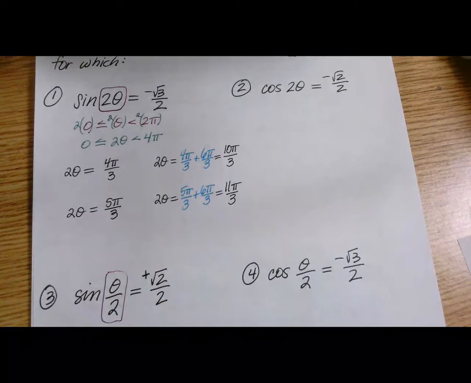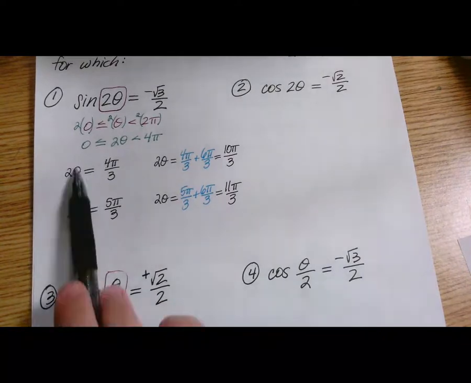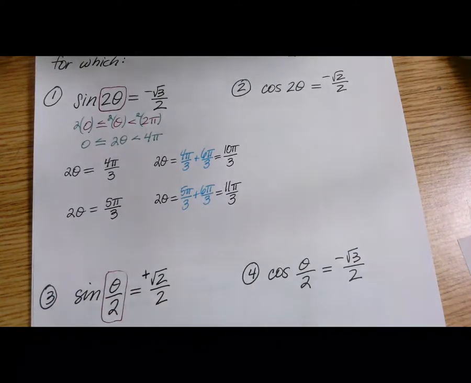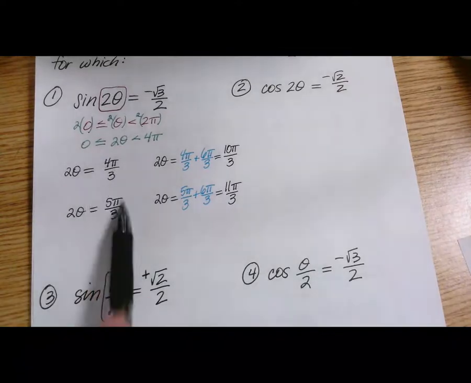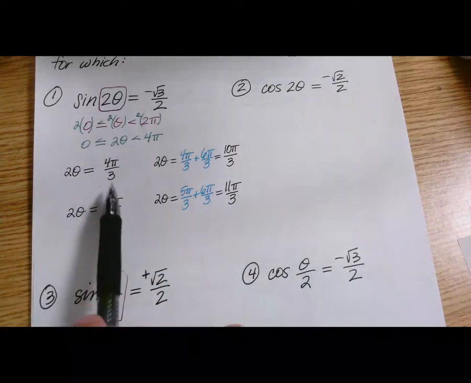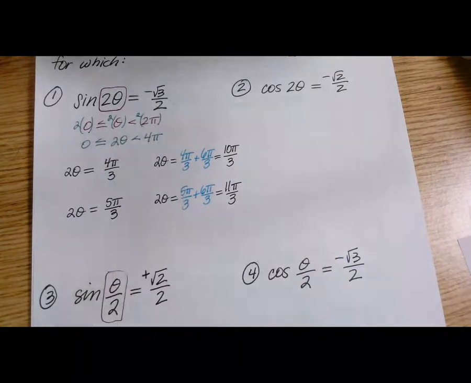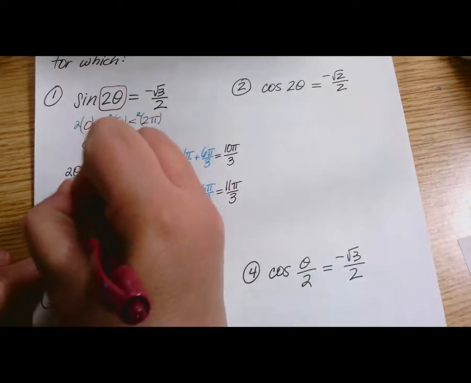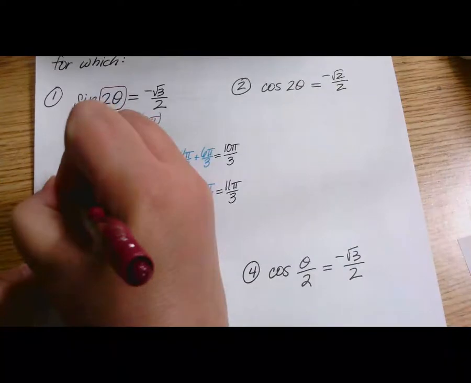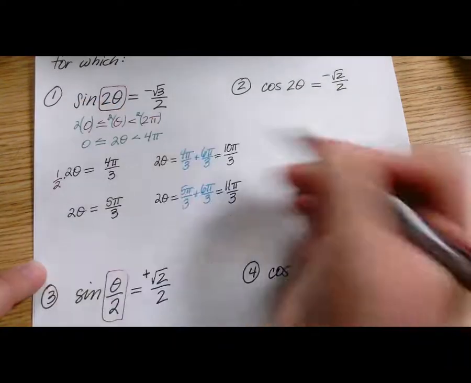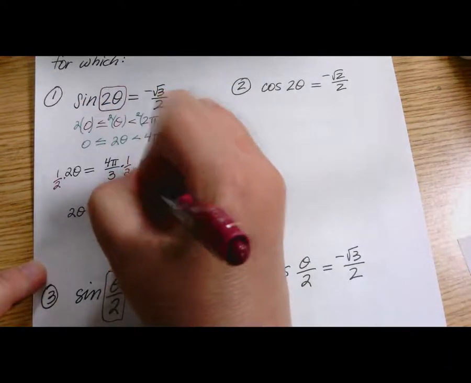And then we get to solve for actual theta. These are when 2 theta is going to be equal to those, when the sine of 2 theta gives you this value. So now we have to solve for theta. We just divide everything by 2. Dividing by 2, remember, is the same as multiplying by 1/2. So you could think of it as that, since we have fractions.